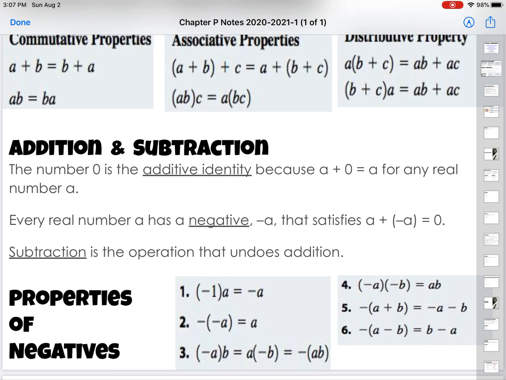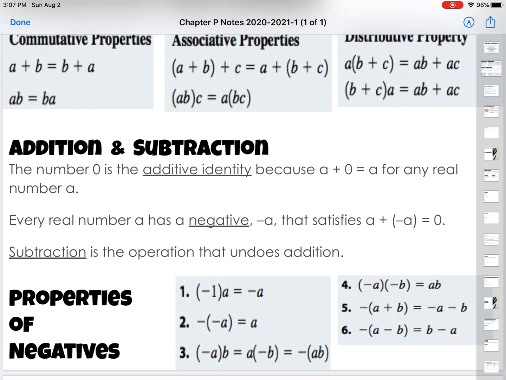And then every real number also has a negative version or an opposite. So if we have the number a, negative a would be our opposite. And when we add those two together, a plus negative a, they should cancel each other out and give us 0. And we know that subtraction is the operation that undoes addition.